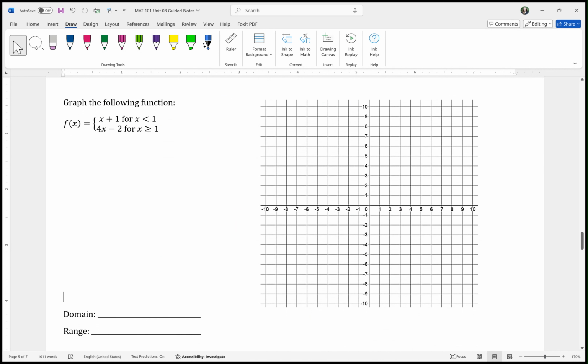Graph this one, okay? So first step, make 2 XY charts. You know, it might be easier if you wanted to go ahead and write it up here. So x less than 1, you'd use x plus 1. And x greater than or equal to 1, you're going to use 4x minus 2.